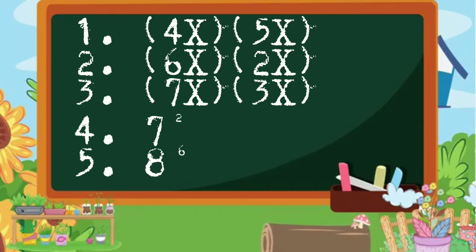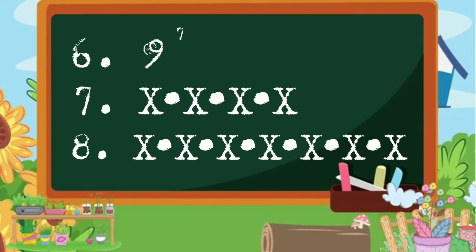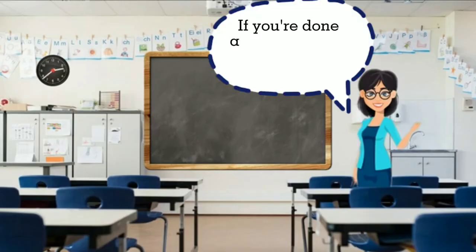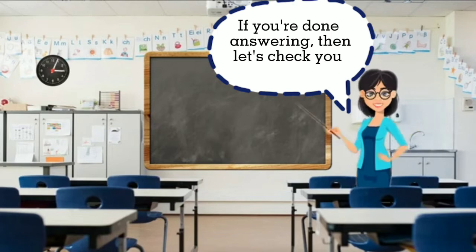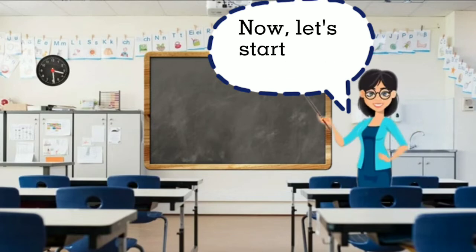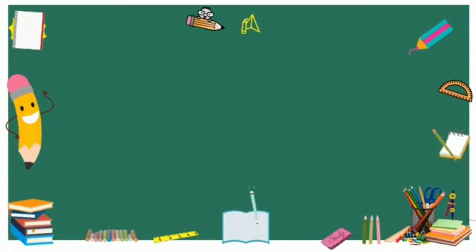Number 5: 8 raised to the power of 6. Number 6: 9 raised to the power of 7. Number 7: x times x times x times x. Number 8: x times x times x times x times x times x times x. If you're done answering, then let's check your answers. Now, let's start with number 1.